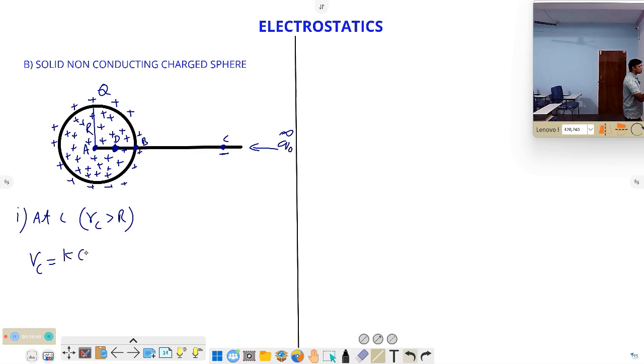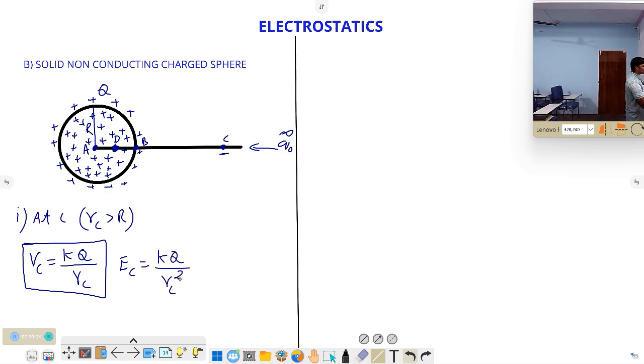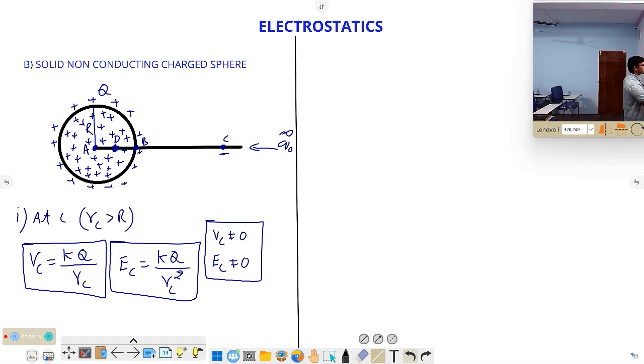That is K into the total charge of the body by the distance of that point. The distance of the point is how much here? That is small rc. Now, what is the electric field here? Electric field similarly is K into Q by the square of the distance of that point, that is rc square. So we already converted many points like this. Vc is not equal to 0, Ec is also not equal to 0. This is important for us to understand.